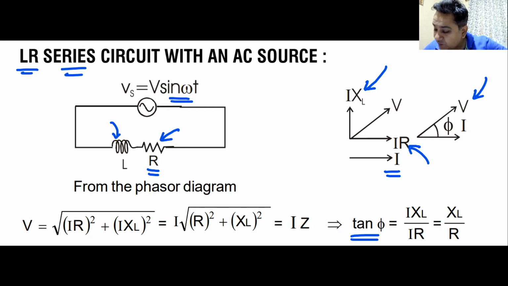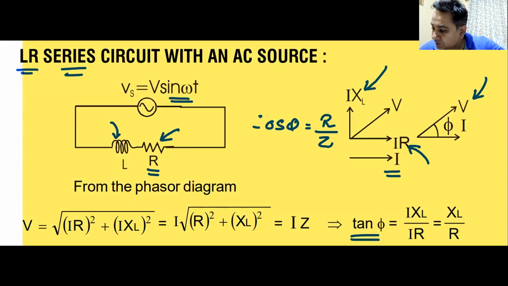What is the value of this phi? Tan of phi is XL by R. Cos of phi is again R by Z. And what is the value of Z here? The value of Z is under root of R square plus XL square.